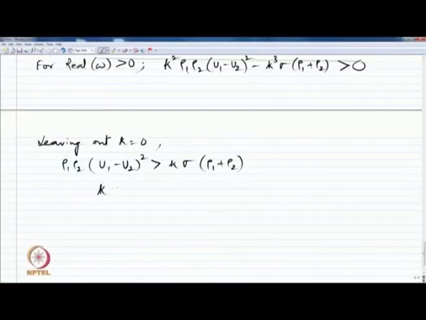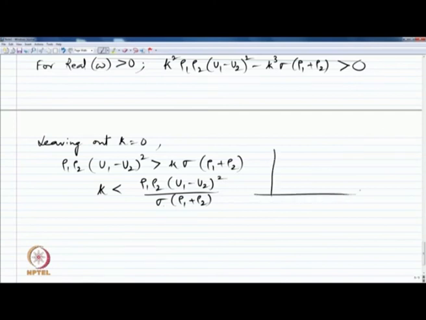So, if I rewrite this, so this is the condition for instability, that all k for a given rho 1, rho 2, u 1, u 2 and sigma, all k less than this would have a positive value of the real part of omega. So, this quantity is what we will call our k cutoff.